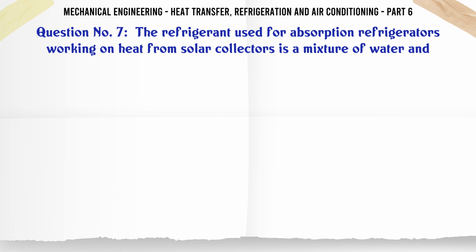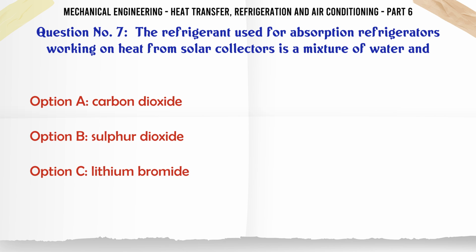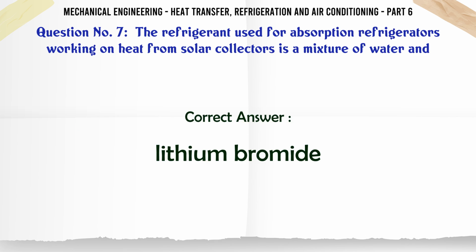The refrigerant used for absorption refrigerators working on heat from solar collectors is a mixture of water and A. Carbon dioxide, B. Sulfur dioxide, C. Lithium bromide, D. R12. The correct answer is lithium bromide.